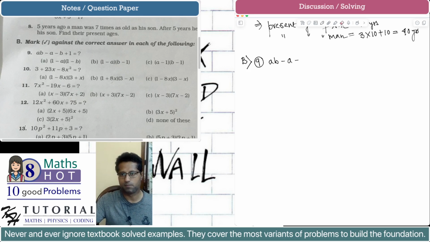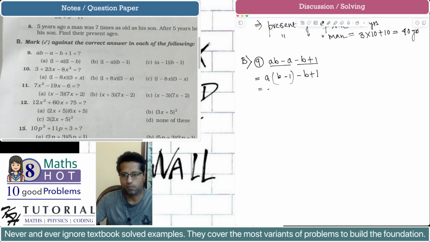Simplify means possibly if we can factorize this expression, we should factorize it, because as you can see in all the choices we are having product of some factors. So you can clearly see that we can form groups from the first two terms and the last two terms. From the first group, we can take A as the common factor, and we get A multiplied by B minus 1. And the second group is minus B plus 1.